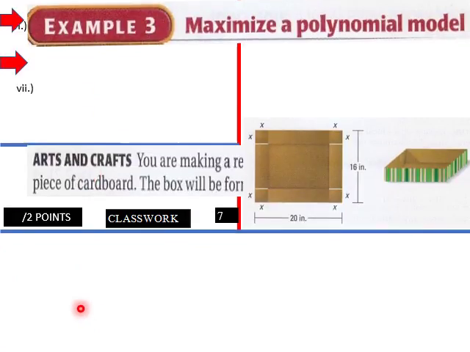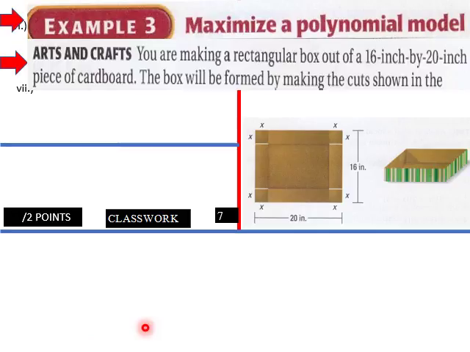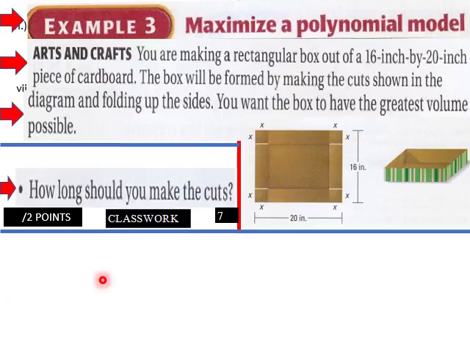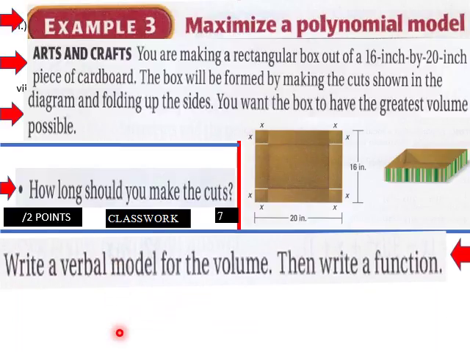Onto another issue here, example 3. Maximize the polynomial model. You're making a rectangular box from a 16 by 20 inch piece of cardboard. The box will be formed by making cuts shown in the diagram and folding up sides. You want the box to have the greatest volume possible. So how long should you make the cuts? I mean, how tall are our sides going to be to maximize the volume of this piece of cardboard?